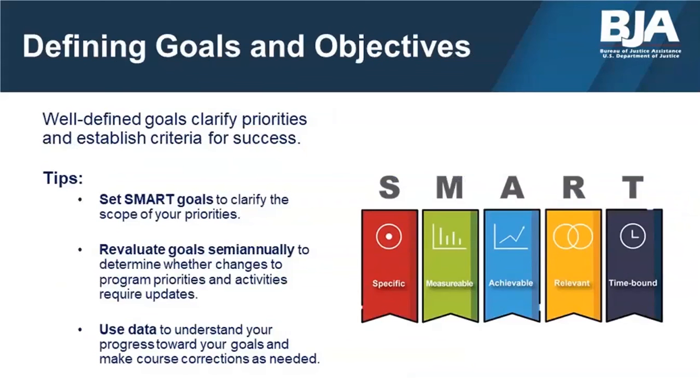It is important to write well-defined goals and objectives to clarify your priorities and highlight criteria for success. The SMART mnemonic walks users through important dimensions of a good goal or objective. They should be specific, measurable, attainable, relevant, and time-based. We recommend that you reevaluate your goals twice a year to determine whether they should be updated and use data to drive the process.